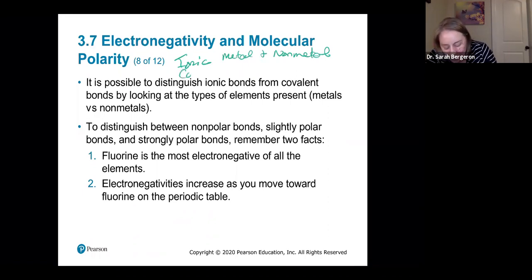Whereas a covalent compound is a non-metal and a non-metal, right? You don't actually have to go and calculate that. What gets trickier, though, is to distinguish between completely nonpolar, slightly nonpolar, and really polar bonds.